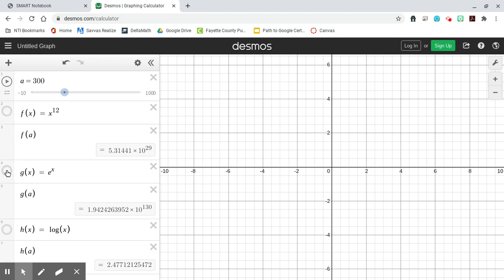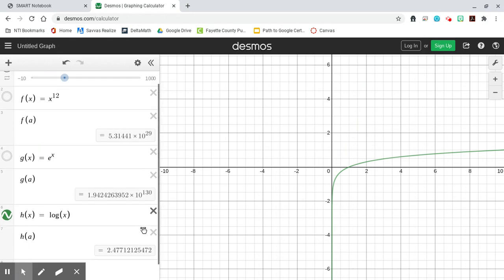Take that one off. The blue function is the exponential function. So exponential functions all generally have this shape. It looks like it's growing pretty fast. I can see that if x was 300, g of 300 would be about 1.94 times 10 to the 130th. So that would be pretty large. And then our last type of function is a log function. That function is going to be graphed in green.